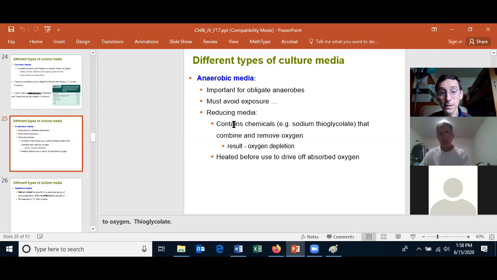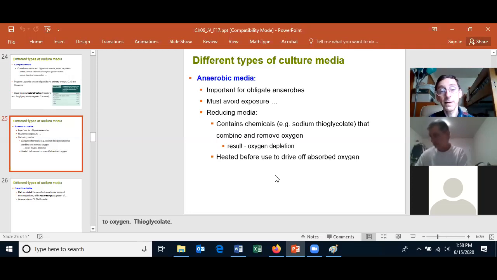A reducing media is just a media containing a chemical to remove oxygen. Sodium thioglycolate is the only one that we've discussed, and probably the only reducing media we'll ever discuss. Sodium thioglycolate combines with oxygen in the media and then removes it. The result is that at the bottom of the sodium thioglycolate tube, there will be no oxygen. Any questions about that?